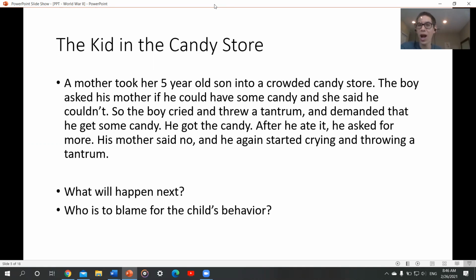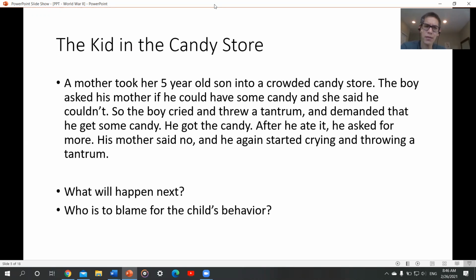The kid cries and cries and throws a tantrum right in the middle of that candy store and demands that he won't stop crying until he gets his lollipop or whatever. The mom gives in, gives the kid some candy. 10 minutes later, the kid has finished the lollipop. He asks for some more candy. The mom says no, and the kid cries and cries and cries, throws another tantrum. This scenario is called the kid in the candy store.